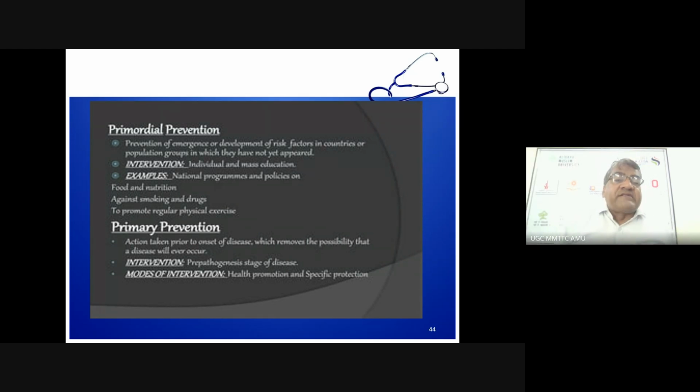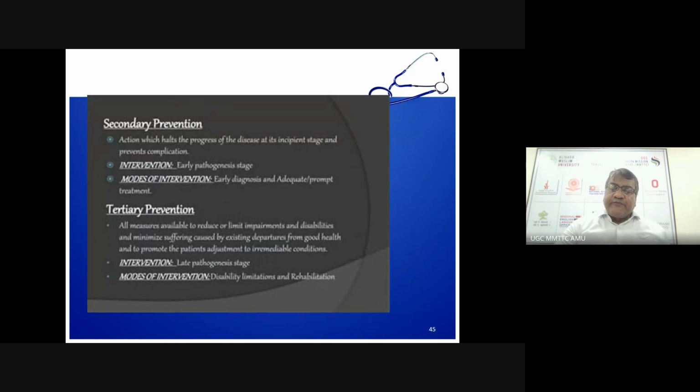Primary prevention is action taken prior to the onset of disease, which removes the possibility that the disease will ever occur. Primary prevention is at the pre-pathogenesis stage of disease, and the mode of intervention is health promotion and specific protection.